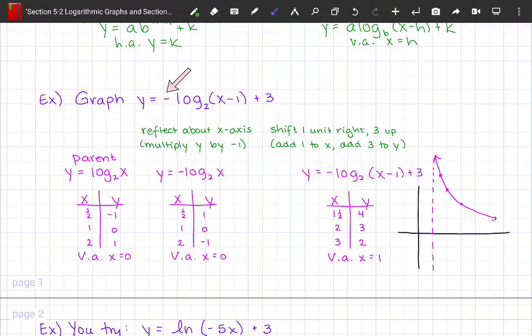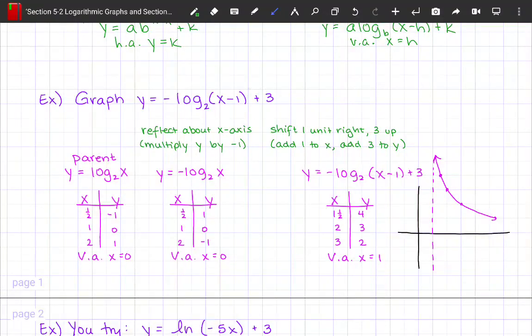Now the first thing we're going to do is this negative. So that negative, since it's on the function itself, it's going to reflect about the x-axis, but it has the result of multiplying all the y-coordinates by negative 1. So the x's stayed the same, even the asymptote, because that's x. But these y's multiplied by negative 1, and I get that.